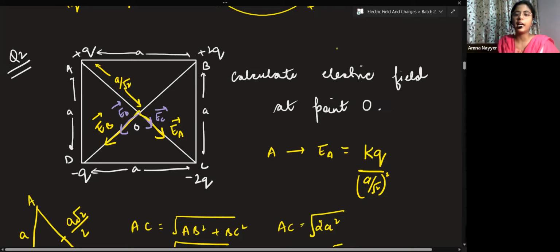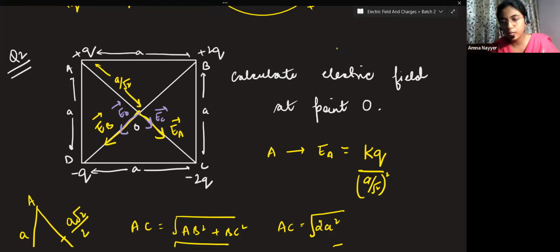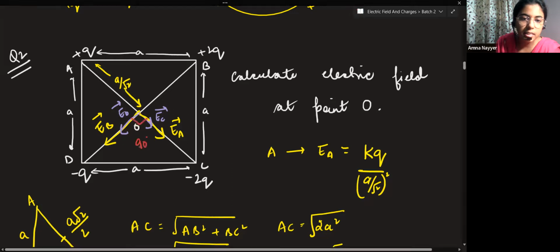What is the diagonal making? Both these diagonals make an angle of 90 degree. This is a property of square. So you already know this angle. This angle between both of these vectors is 90 degree. I hope you all know this.